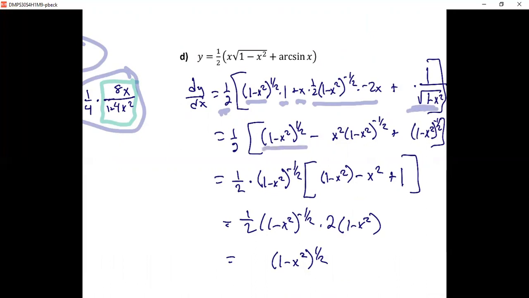1 minus x squared to the 1/2. The 2's cancel, and we have subtraction x squared times that. And then let's write this to the negative 1/2 as well. We have 1 minus x squared as a common factor to all of them. We could write that to the negative 1/2, and we're left with these 3 terms, which can be rewritten as 2 times 1 minus x squared. And thus, we get this overall: this is the square root of 1 minus x squared.